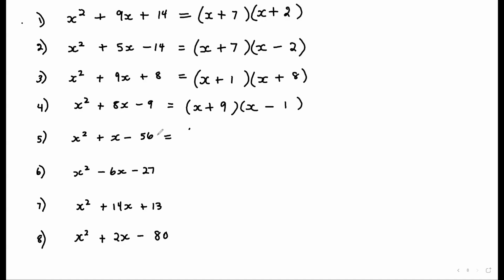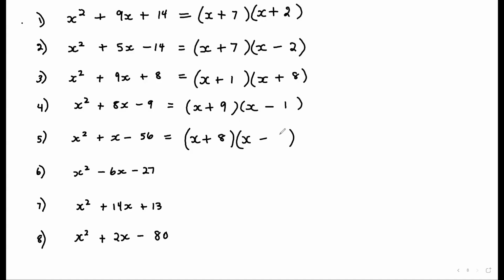Again, in number 5, C is negative 56, while B is positive 1. So the two factors are going to have different signs, x plus something and x minus something. The factors of 56 that would work here will be 8 and 7.